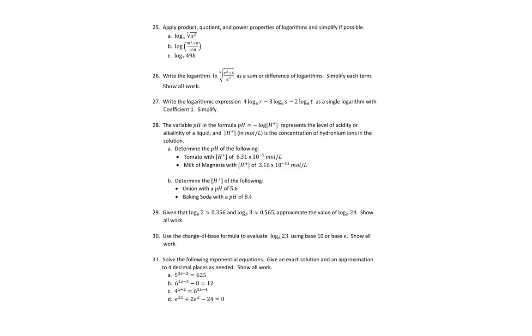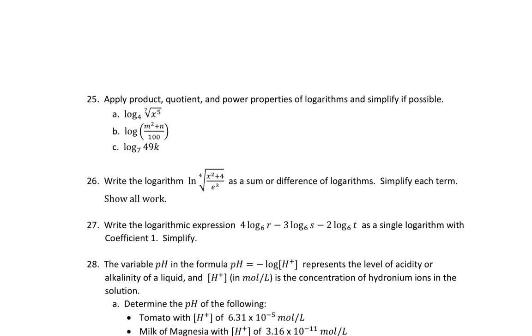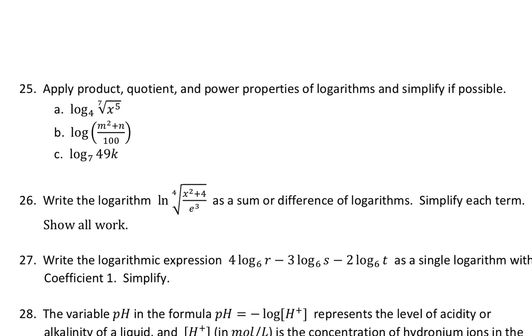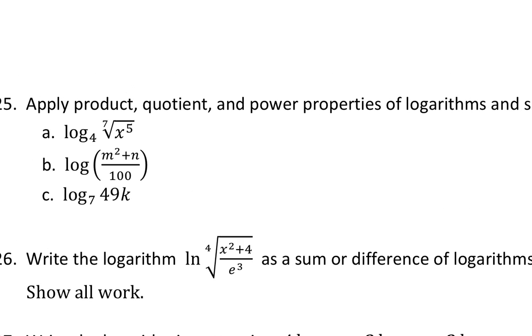All right, page 2 of part 3, question 25. Apply the product, quotient, and power rule properties of logarithms. Simplify if possible. So the first thing we're going to do is simplify this inside a bit. Since we have the 7th root, we can just put that in the divisor of the power. So that's going to be x to the 5th divided by 7. And then we're going to move that to the front. So that's going to be 5/7 log of 4 to the x. And that is all we can do to simplify it further.